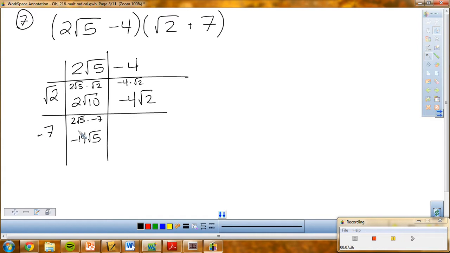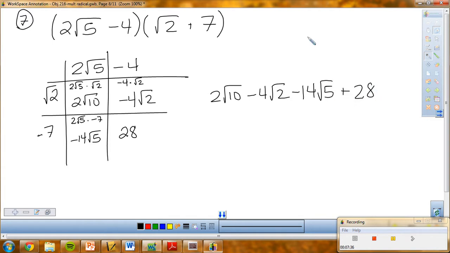And here we have negative 7 times negative 4, just regular old multiplication, gives us a positive 28. So we rewrite all our terms. 2 radical 10 minus 4 radical 2 minus 14 radical 5 plus 28. Again, our binomial times a binomial is the best time to use our box method.